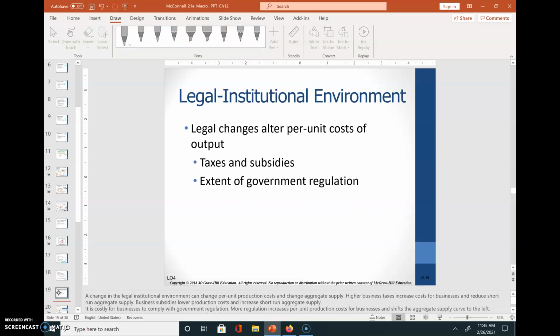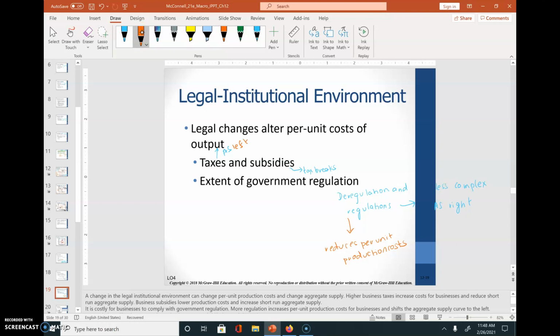Now what happens with taxes and subsidies? If taxes increase, for example, if business taxes or payroll taxes go up, the aggregate supply curve will shift to the left. No matter what taxes we look at, it can be excise taxes, payroll taxes, business taxes, capital gains taxes, everything increases the per unit production cost and the aggregate supply curve will shift to the left.